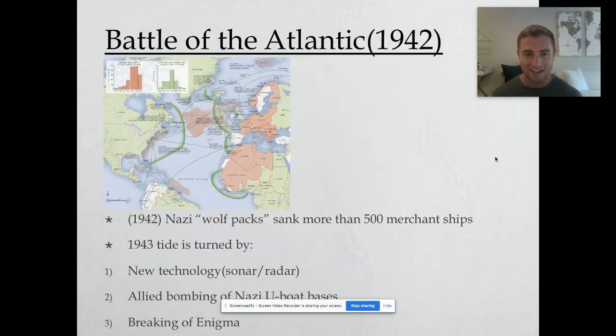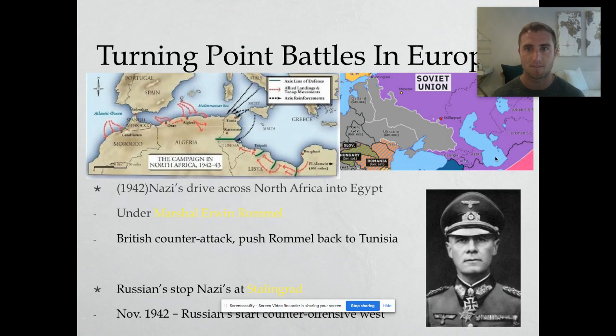Over in the Atlantic, of course, it is about dealing with the Nazis and their U-boats, the wolf packs, sinking 500 merchant ships. This changes the following year in '43 because of new technology, sonar, radar, the bombing of U-boat bases, and perhaps most importantly, the breaking of Enigma, the German code, knowing when these attacks were coming, able to protect American merchant ships by sending in reinforcements in the nick of time.